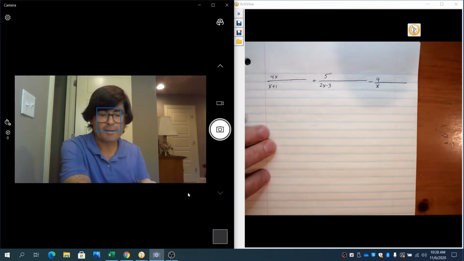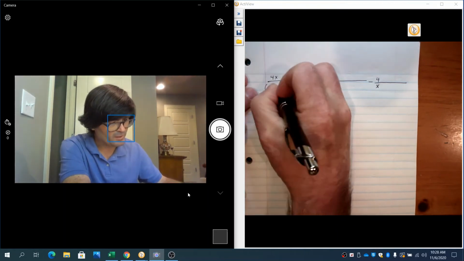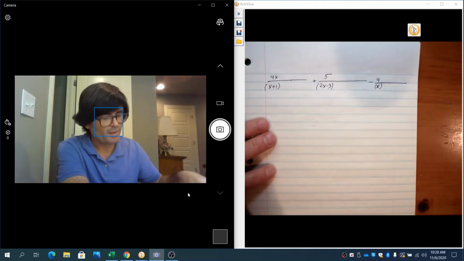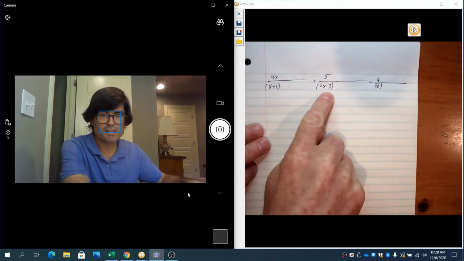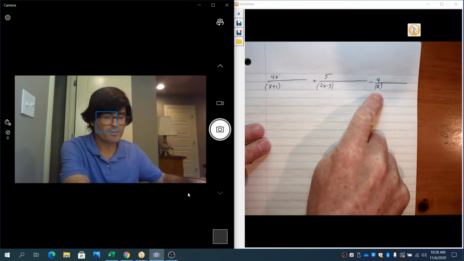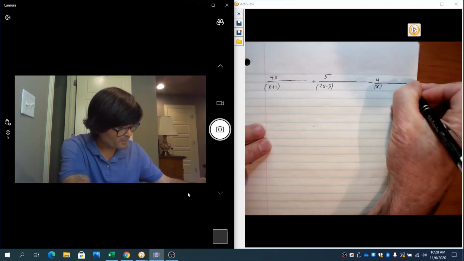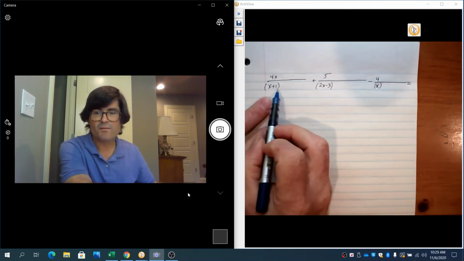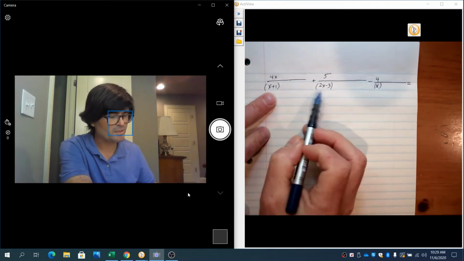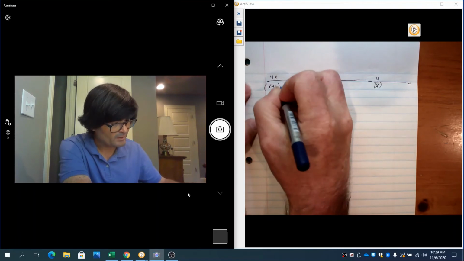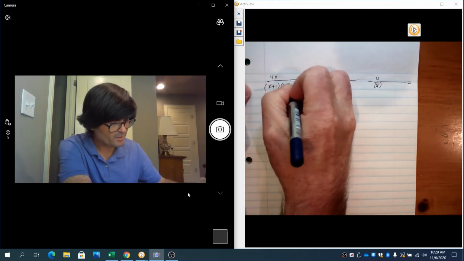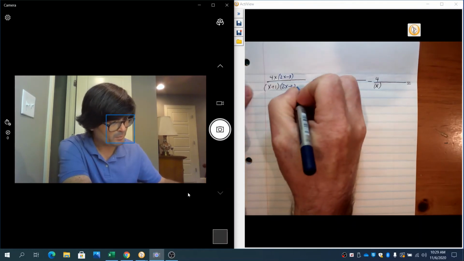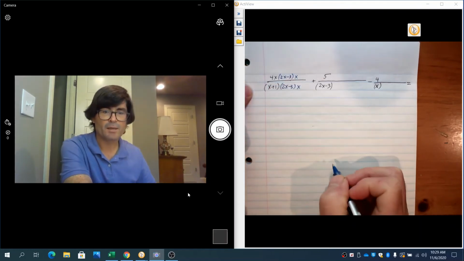Again, we need a common denominator, something that all denominators can share. So it's going to have to be x plus 1 times 2x minus 3 times x all together. I'll put a little equal sign up here and go to the next line. So what does this denominator lack? It lacks a 2x minus 3 and an x. So we're going to multiply this by 2x minus 3 on top and bottom, and by an x on top and bottom.